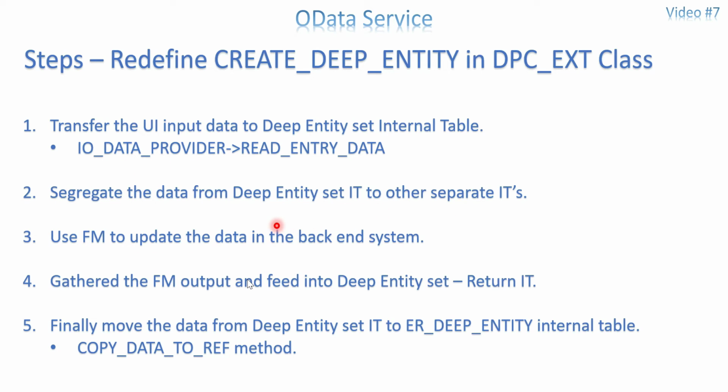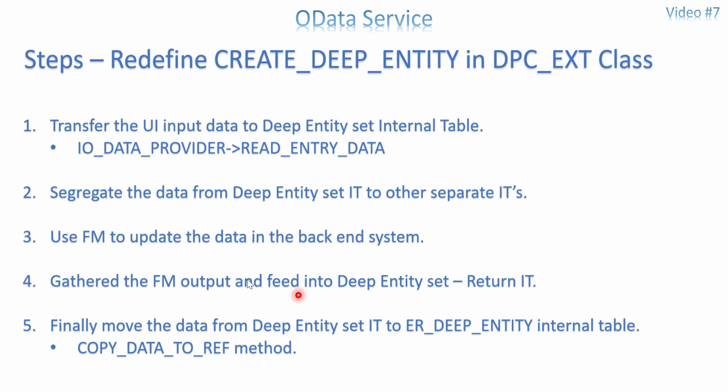Currently in my case it's a custom one, but in normal business scenarios you can use a BAPI which creates business data in the backend system, like a sales order or purchase order, whatever it is. Gather the function module output and feed it into the deep entity set or return information. That's what I told, right? Whatever you do, finally you have to fill the particular internal table which carries the information from your backend system or OData to the UI level, and finally move the data from deep entity sets to the deep entity set.